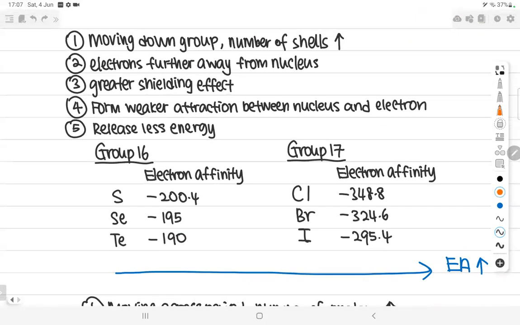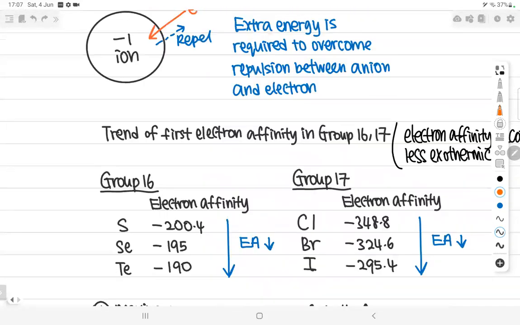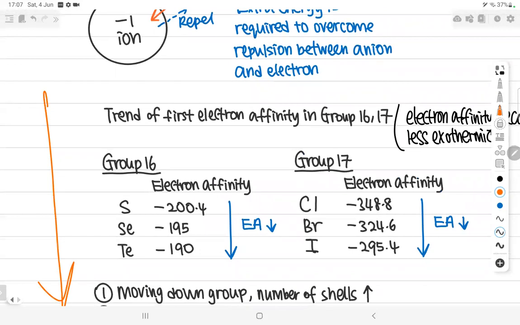So then, the next thing we need to know is this. Just now we were talking about moving down the group. We are talking about going down the group, moving down group 16, moving down group 17. We are moving down the group.